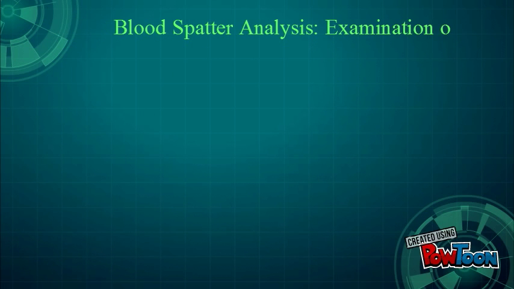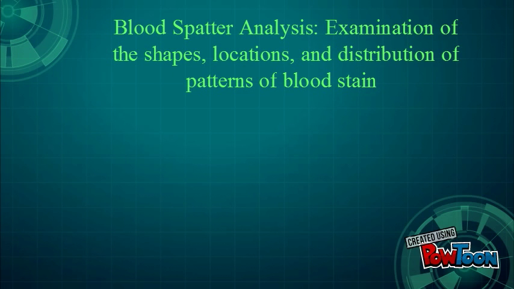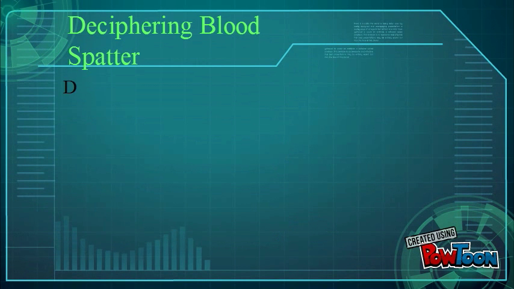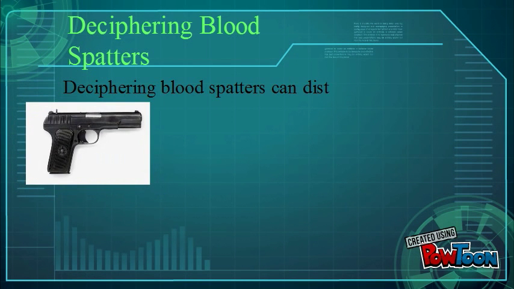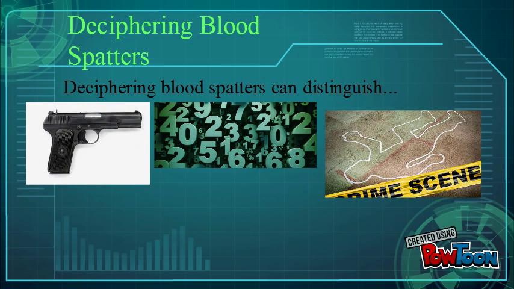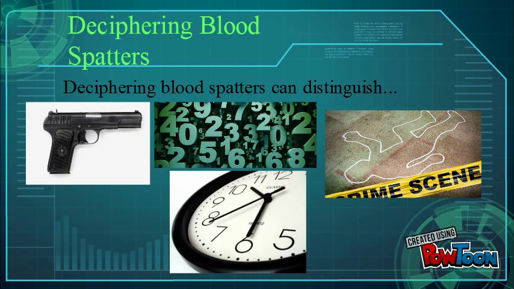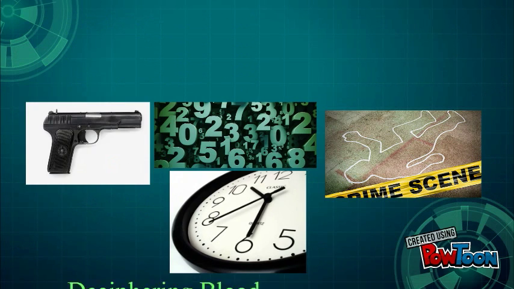Blood pattern analysis is the examination of the shapes, locations, and distribution of patterns of bloodstains in order to provide an interpretation of the physical events that gave rise to their origin. Deciphering blood spatters can distinguish the type and velocity of weapons, the number of blows, the handedness of your suspect, movements of suspects and victims during and after attack, and approximately when the crime took place.